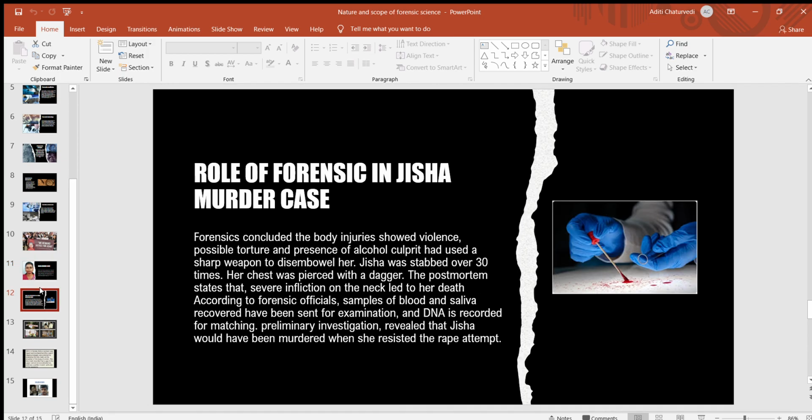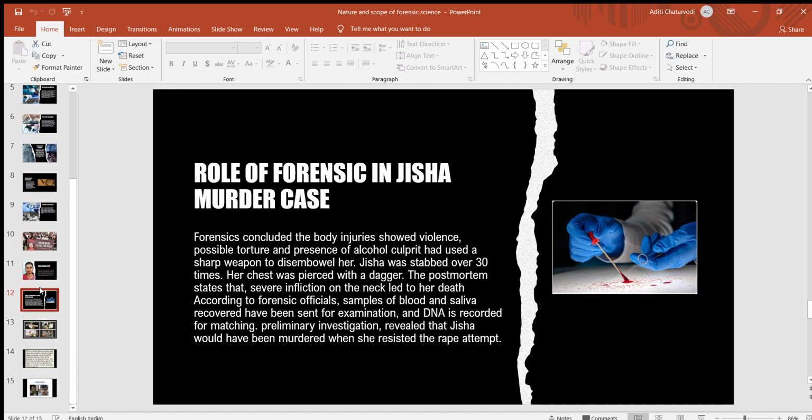The role of forensics in this case: forensics concluded the body injuries showed violence, possible torture, and presence of alcohol. The culprit used a sharp weapon to disembowel her. Jisha was stabbed over 30 times. Her chest was pierced with a dagger. The alcoholic assailant observed Jisha's routine and waited to sexually assault her. In that effort and rage, he killed her, and when she asked for water moments before death, he gave her alcohol that he had with him.